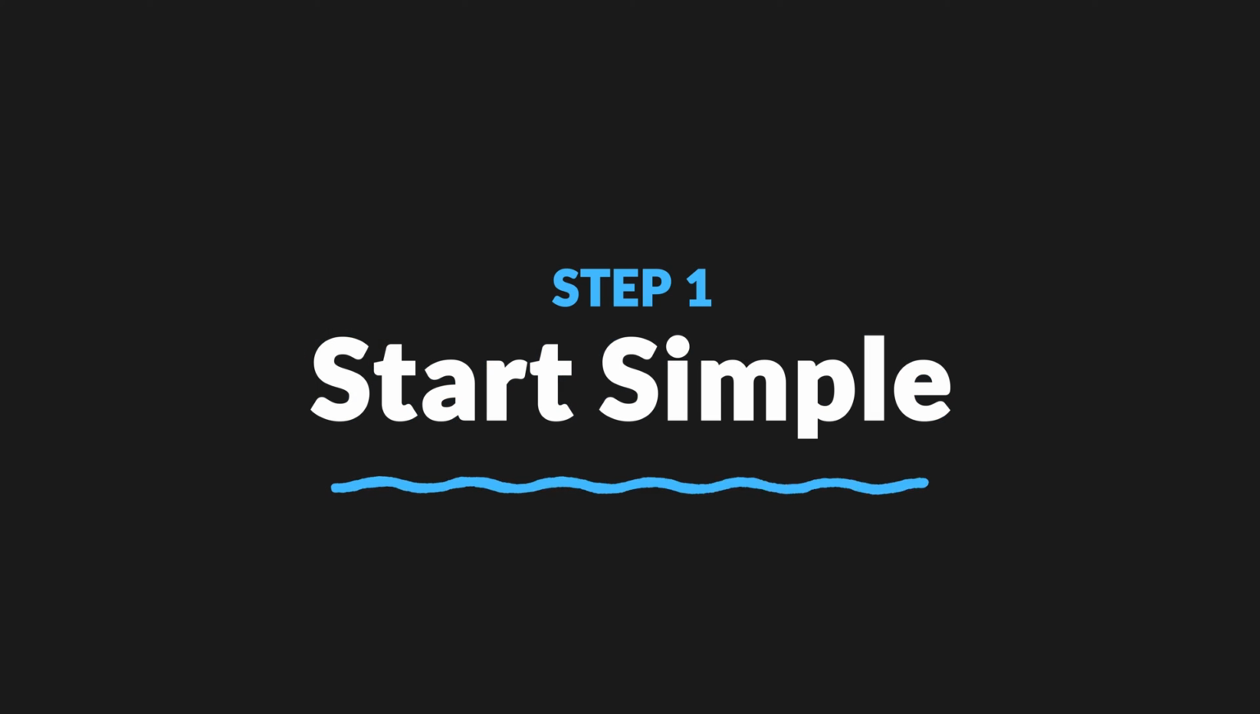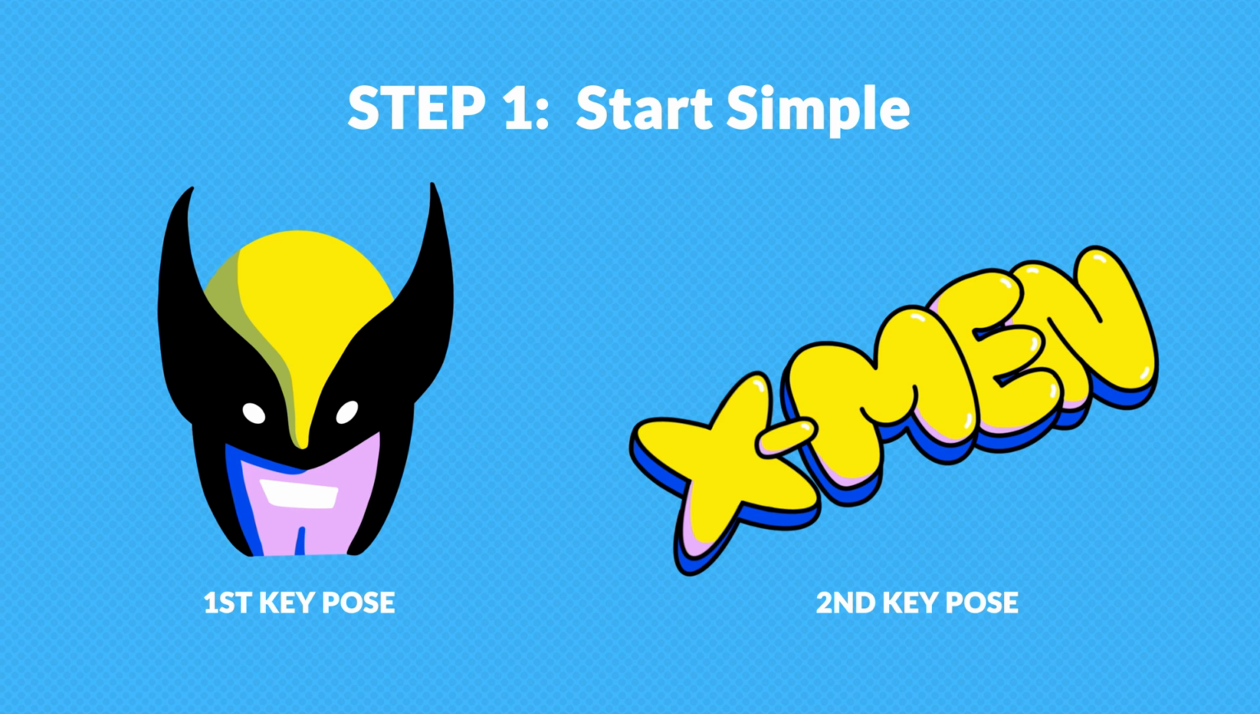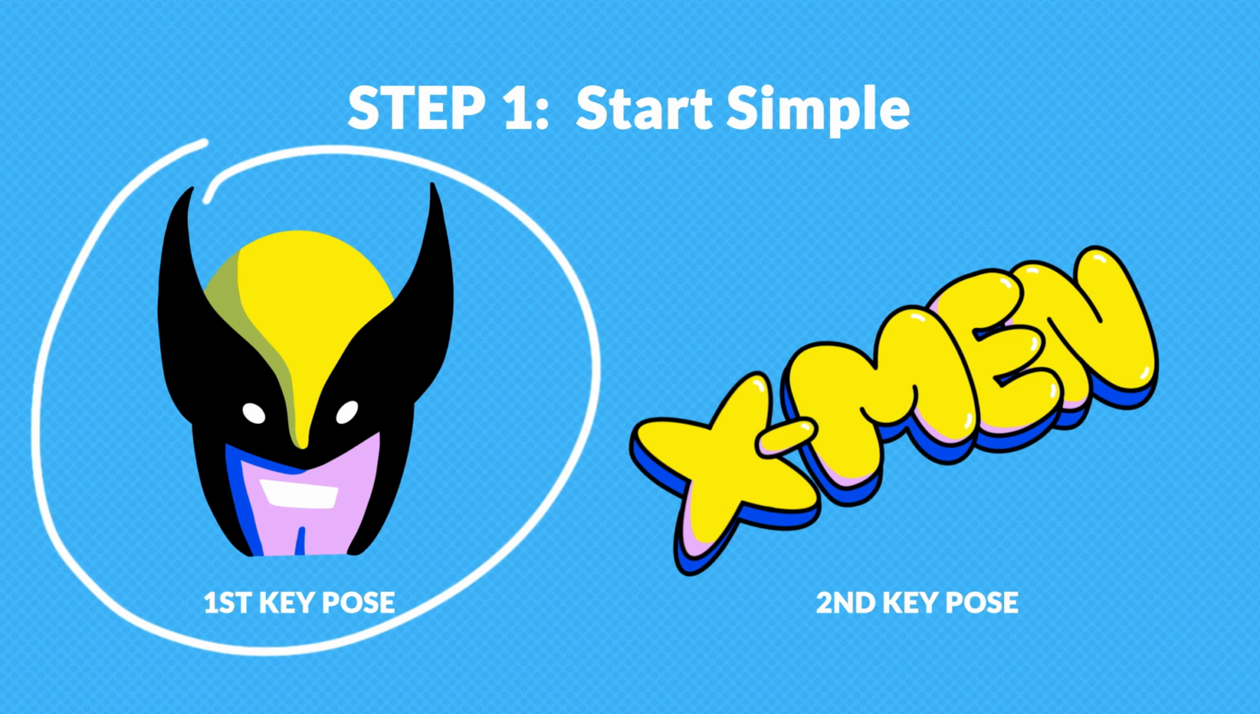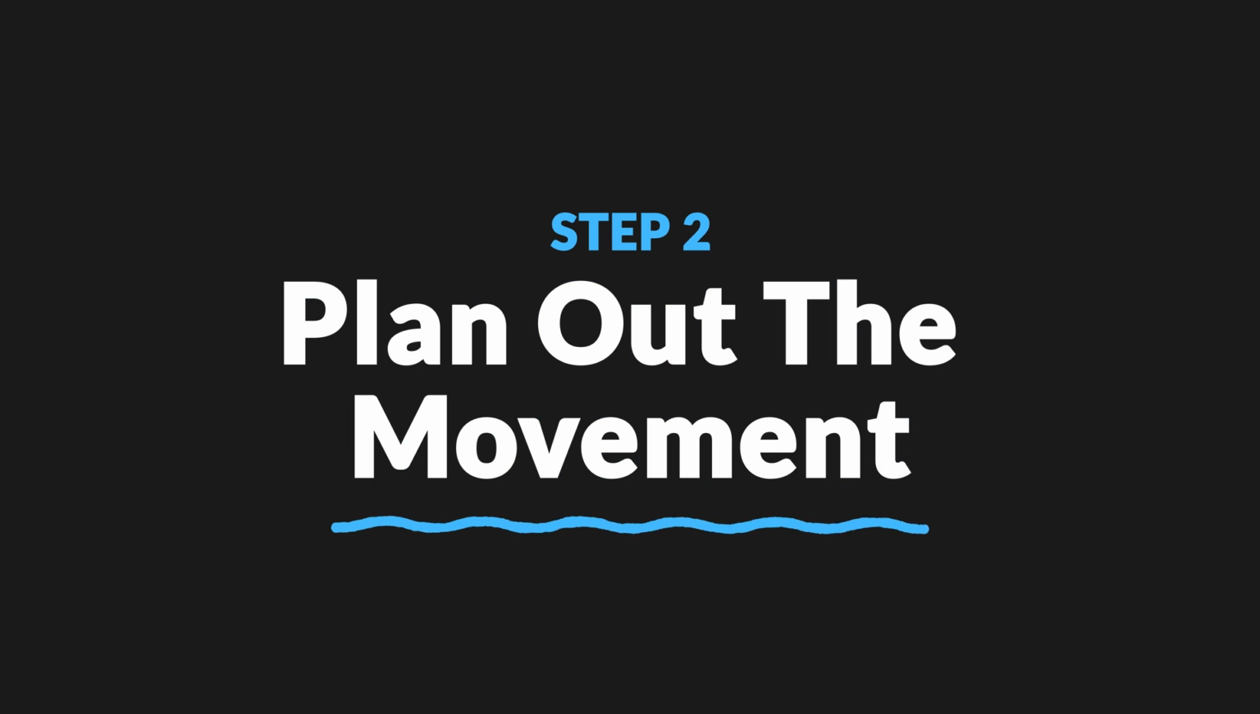Step 1, start simple. Morphing animations involve a lot of drawing. So when you start out, I strongly recommend keeping your illustrations super simple and limiting your color palette. As you can see here, my Wolverine illustration is very simple, and both of the key poses are only using 4 colors: yellow, blue, black, and pink. Step 2, planning out the movement.